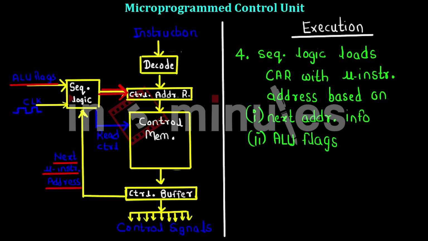And finally, the sequence logic is going to load the CAR with the new micro instruction address based on the ALU flags and the next address information from the control buffer register. You've seen this. So whether to jump or go to the next micro instruction is decided by the sequence logic. That is a very crucial component here, and the design is very important.